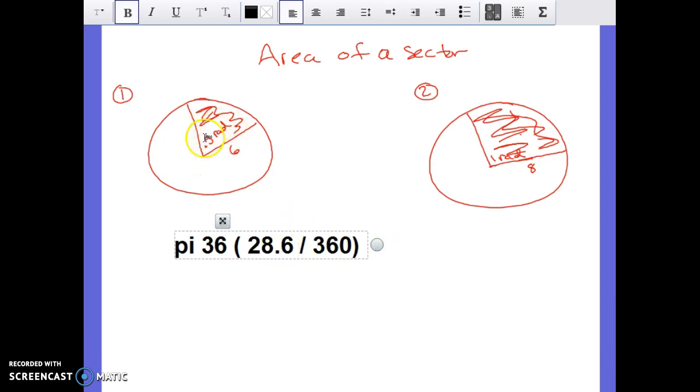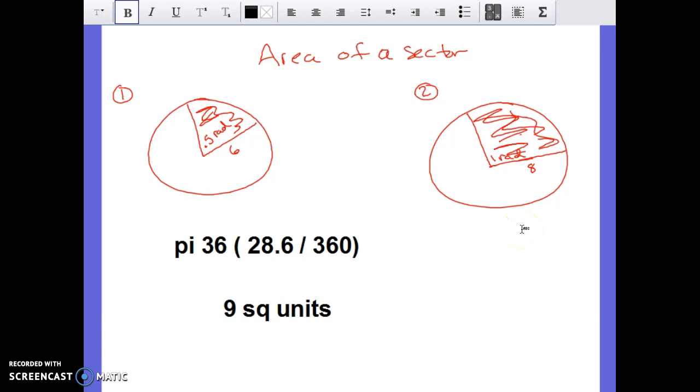So if we're in radians and our formula uses degrees, then you want to be in degrees. And you could adjust this formula to be in radians because you know that 360 in radians is 2 pi, so that would be the other option. And I'm just going to type this all in the calculator. So pi times 36, in parentheses 28.6 divided by 360, and I get approximately 8.98, or if you just want to round up to 9, that's fine. Whatever your units are, squared, or square units.